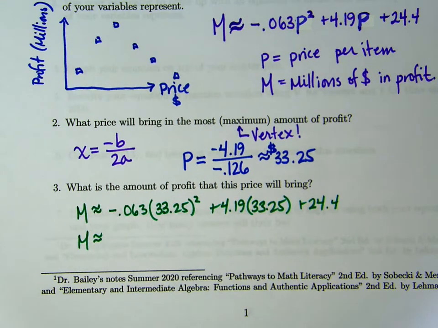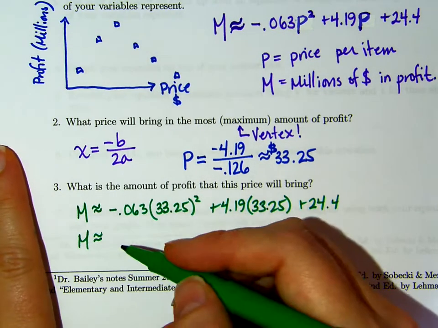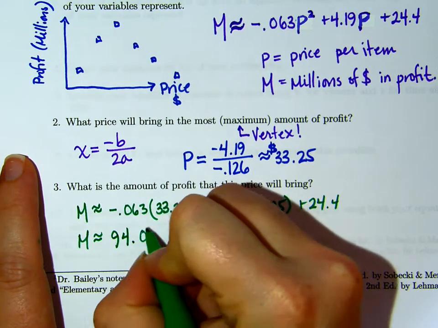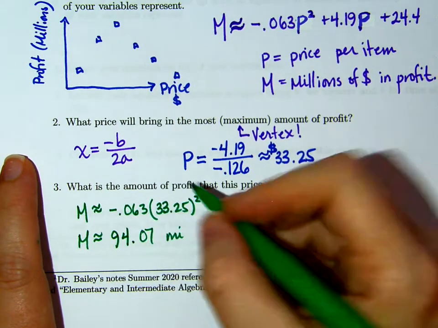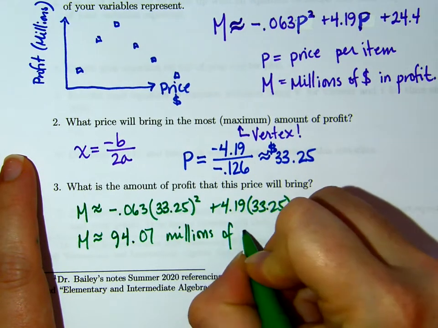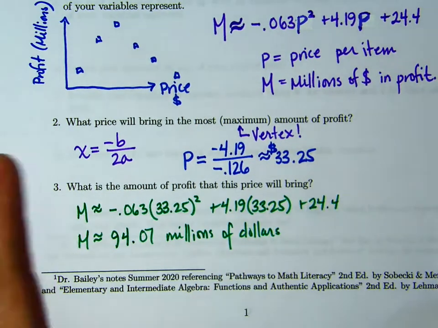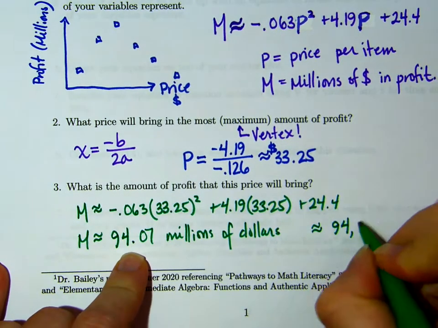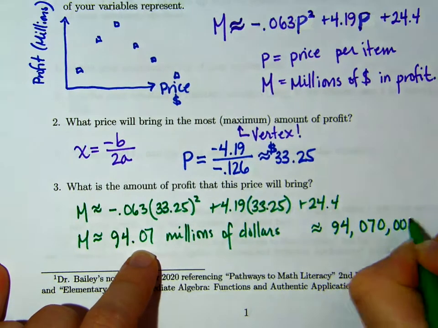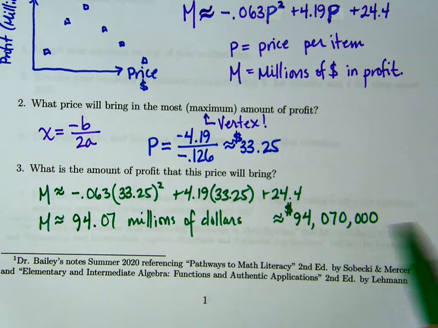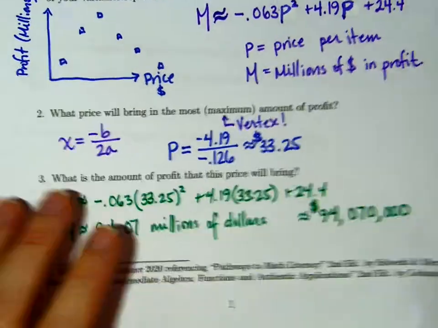I just typed that whole darn thing into my calculator, and I ended up with about 94.07 millions of dollars. So that's approximately, right? Just to write this out, $94,070,000 of profit. That's nice.